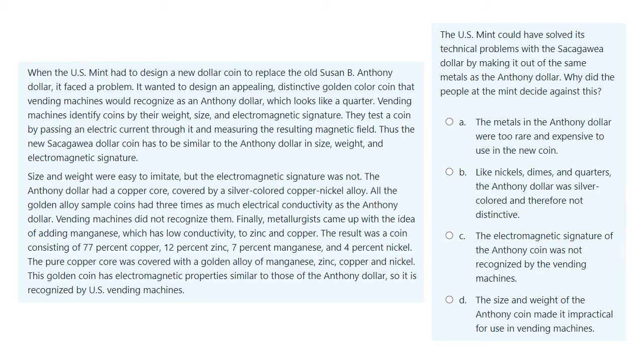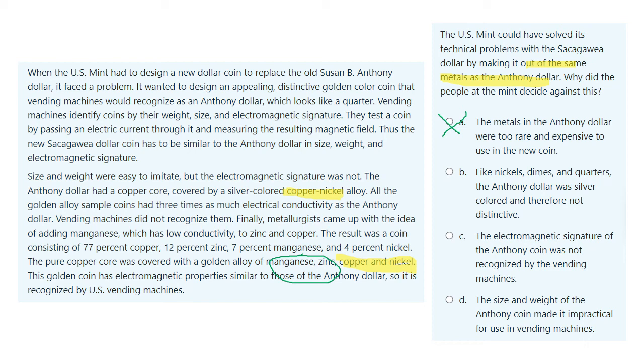The US Mint could have solved its technical problems with the Sacagawea dollar by making it out of the same metal as the Anthony dollar. Why did the people at the Mint decide against this? A, the metals in the Anthony dollar were too rare and expensive to use in the new coin. But the old dollar used copper and nickel, and the new dollar also used copper and nickel, but with 2 extra metals added in. So if they were rare, they would have stopped using them. Instead, they are using a different mixture of them.